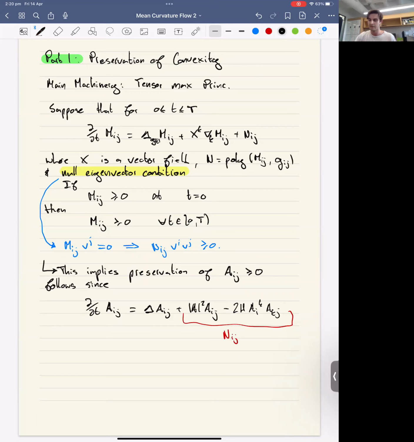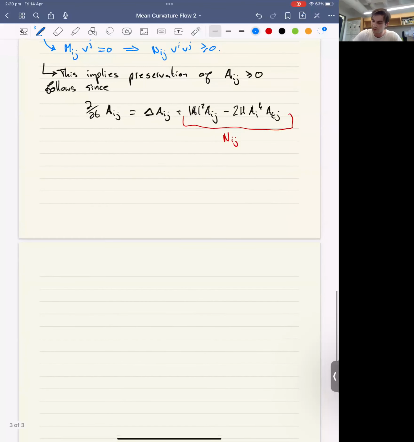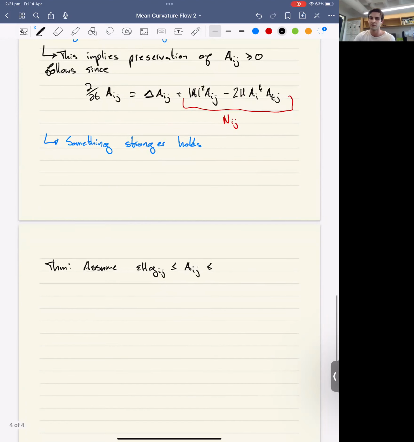Okay, and so I get immediately that if A_ij is greater than or equal to 0, then that continues to hold. But in fact, something slightly nicer, something slightly stronger continues to hold as well. So assume at the beginning of my mean curvature flow, I have this inequality. So not only is my second fundamental form greater than or equal to 0 or greater than 0, it's greater than or equal to some positive multiple of the metric, or some positive multiple times the mean curvature times the metric.